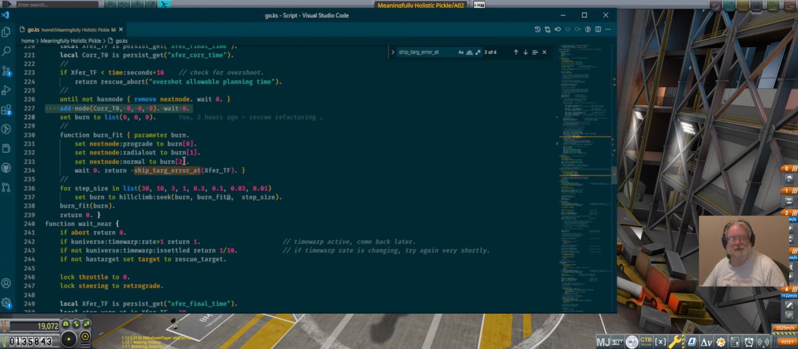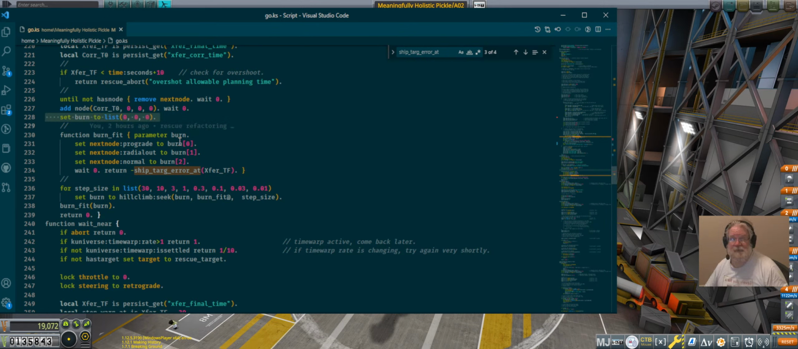We will not be adjusting the time. I played with allowing the hill climbing to adjust this time, and unfortunately sometimes it would adjust the time to be either before the current time or after we were supposed to match. So we're gonna lock it down to this correction time, and here's our correction vector.